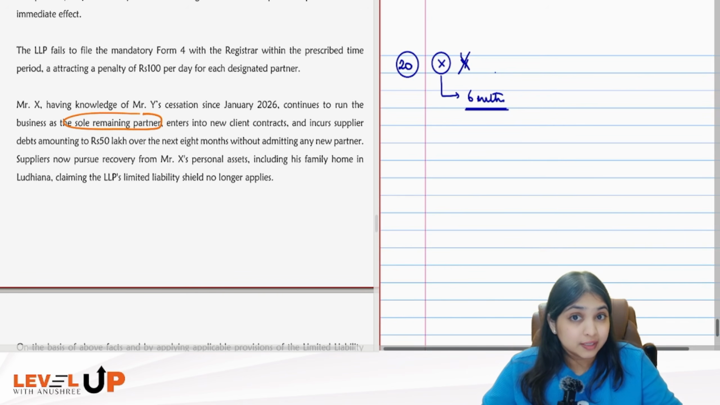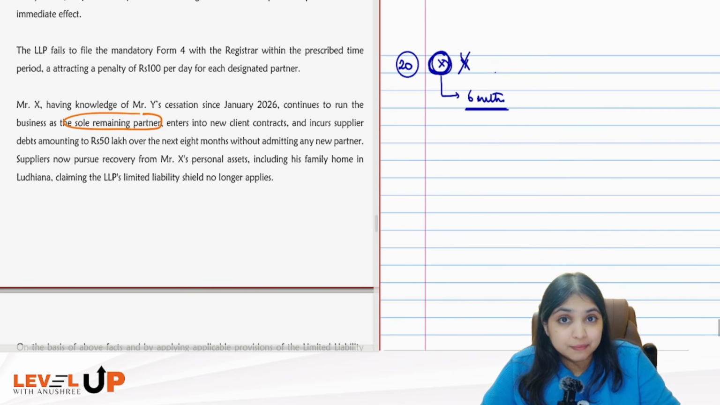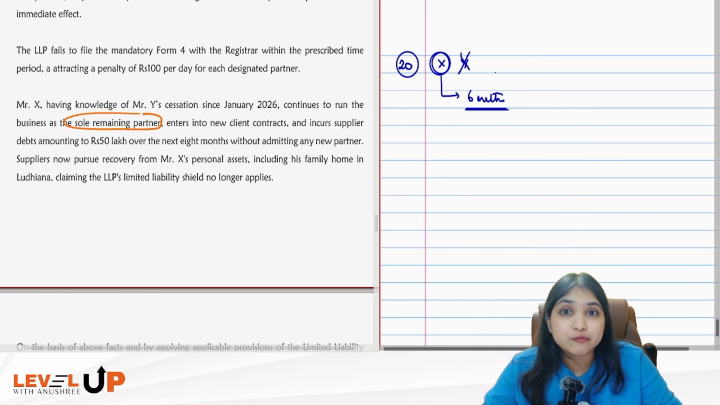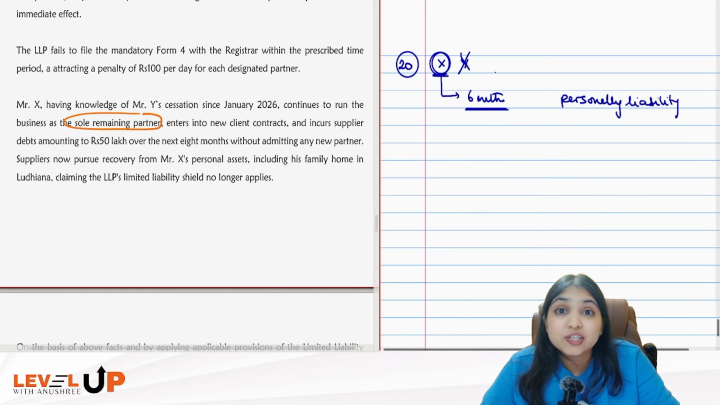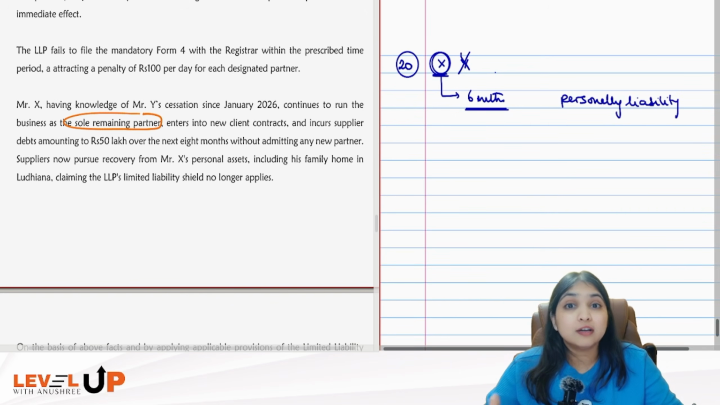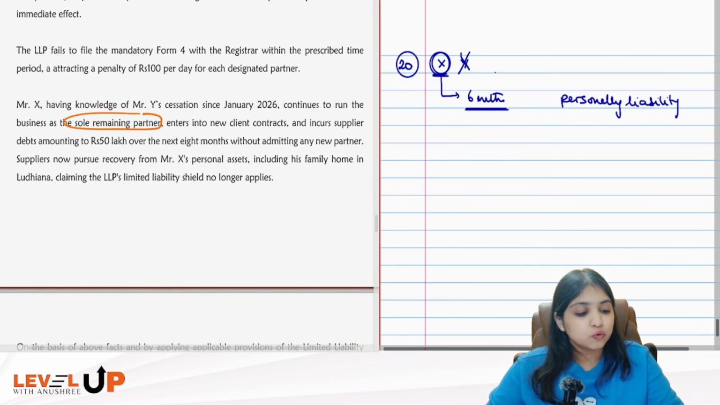If they're able to do it, great. But if 6 months have lapsed and still we have only one partner, then this one single partner will have to face a consequence. This one single partner will now become personally liable. He will have unlimited liability for the LLP's debts. Which debts of the LLP? Those debts which are contracted after the 6 months period. For those debts, Mr. X will become personally liable.